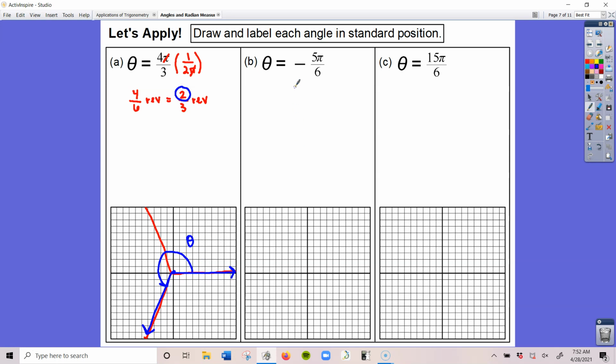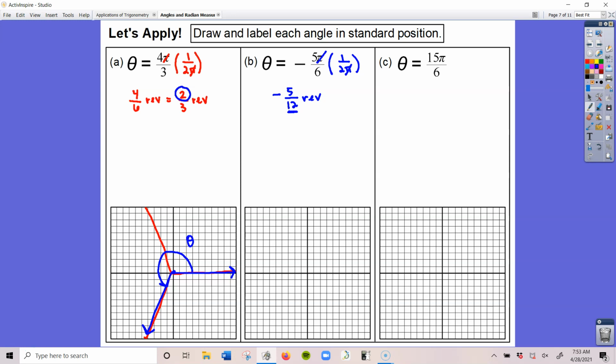Let's try this next one. We have negative 5 pi over 6. So I want to figure out what's the fraction of a revolution. So I'm going to multiply by 1 over 2 pi. And when I multiply, the pi's will cancel, so I get negative 5/12 of a revolution. Really, it's 5/12 of a revolution, but the negative tells me the direction in which to open.